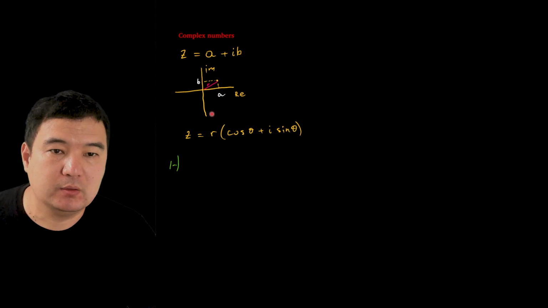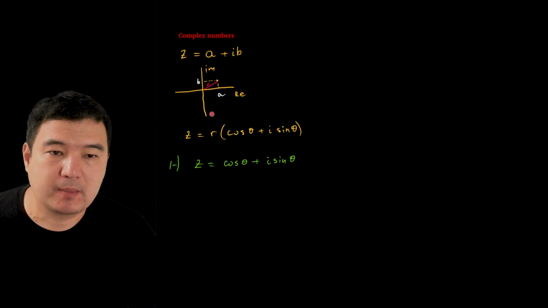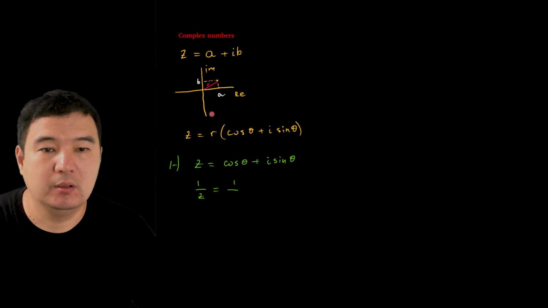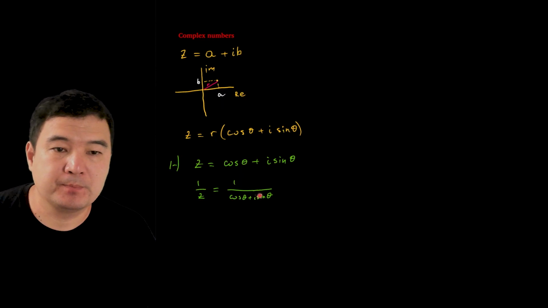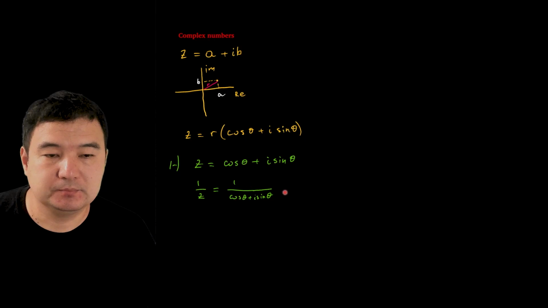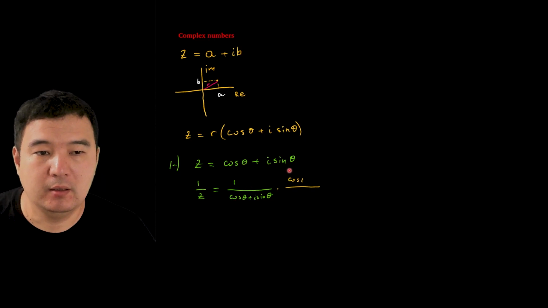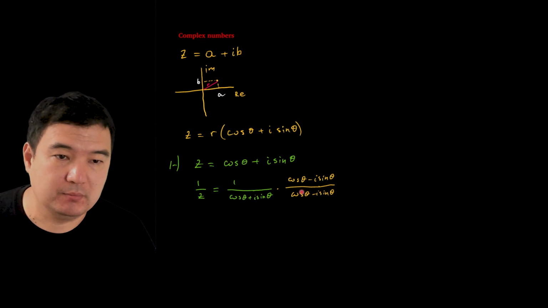Now let's try to find 1 over z. So if z is the following complex number, cosine theta plus i sine theta, with r equal to 1, then 1 over z is just the reciprocal of that number. But you have to simplify this. You can simplify this by multiplying both numerator and denominator by the conjugate of this number. Here we have plus and this is minus. When you multiply these, you get the a squared minus b squared formula basically.